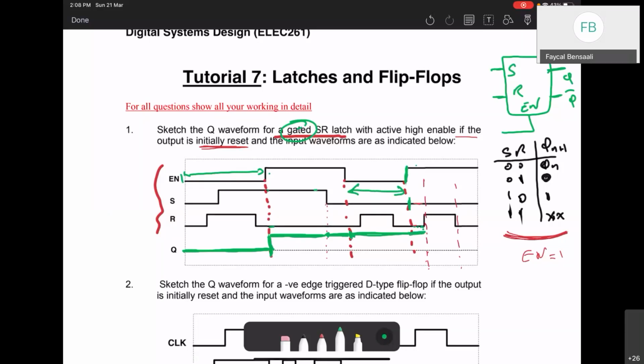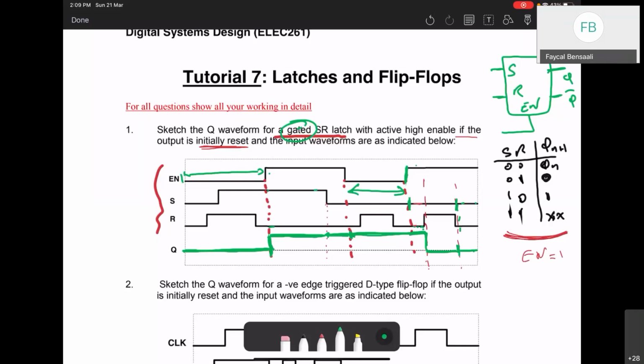And now En is 1 for this. S is 0 and R is 1. Which means we should have a reset here. Reset means it goes to 0 until this time here. And then it goes 0, 0. 0, 0 means no change, so it stays 0. So this should be our Q for this gated SR latch.